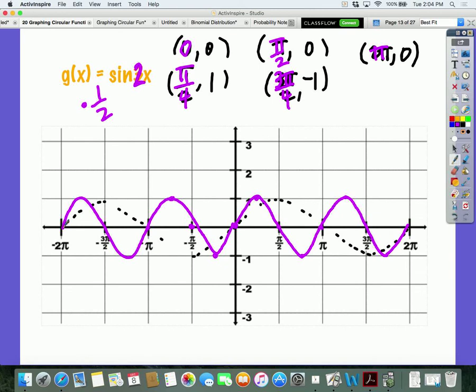Questions about horizontal stretches or shrinks? Horizontal transformation.